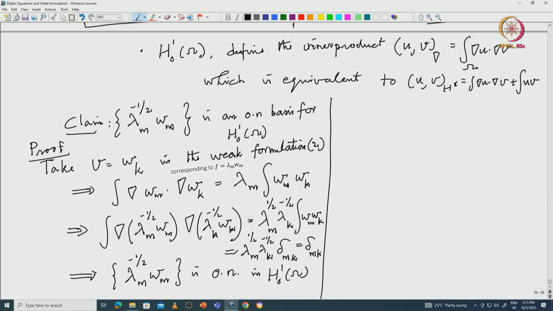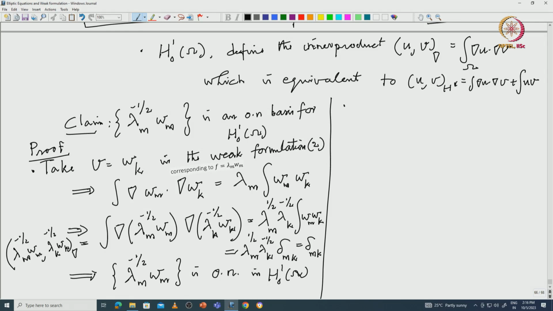So this, you recall, is the norm of lambda m power minus half Wm and lambda k power minus half Wk in that norm, the gradient norm. Okay. So you have an orthonormal basis. So now what is the second part? This is the first part.